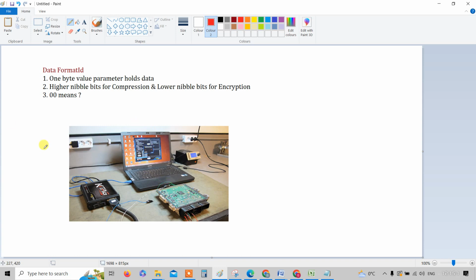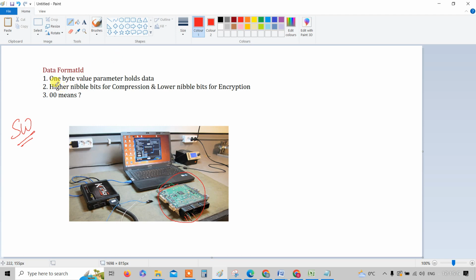Once the developers have done their job, once the developer has developed this software, either they or you want to flash it into this ECU. Even the ECU in the car, wherever you want to flash, you can flash. So there you have the significance of using the data format identifier in the service, whatever service you are using for flashing the software. Probably it can be 37.